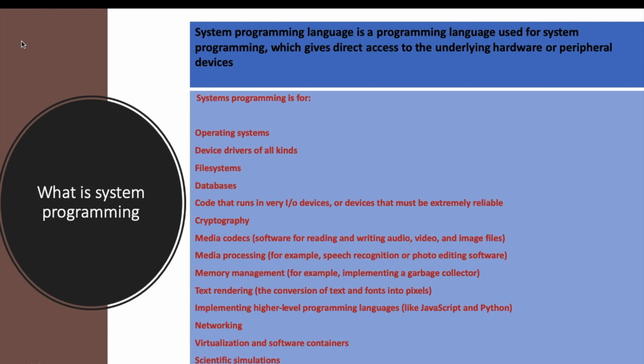Okay, so system programming is for operating systems, device drivers of all kinds, file systems, databases, code that runs in every IO device, or devices that must be extremely reliable, cryptography, media codecs, media devices. So there are multiple things. If I start taking names, it would run into millions. Okay, so I'll definitely upload these slides, but I'm not going to read each and everything because I already explained.